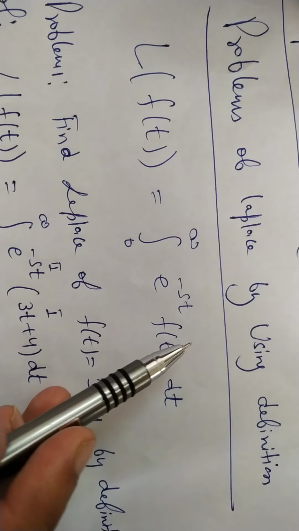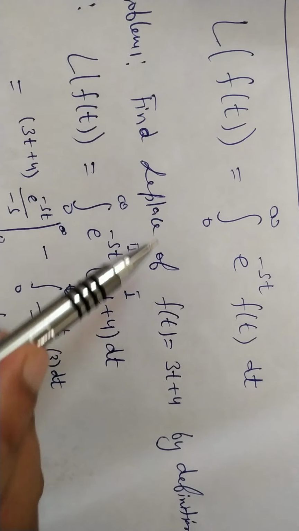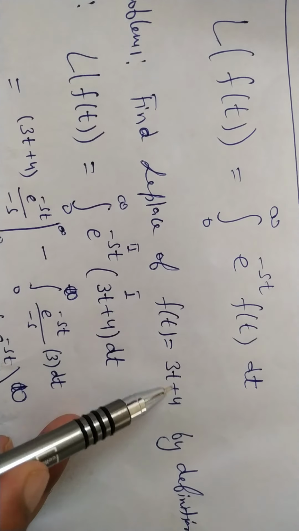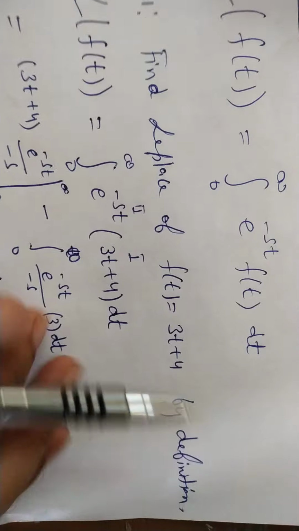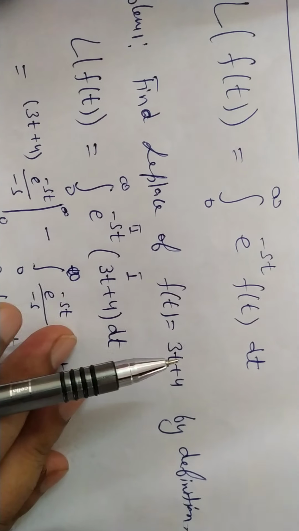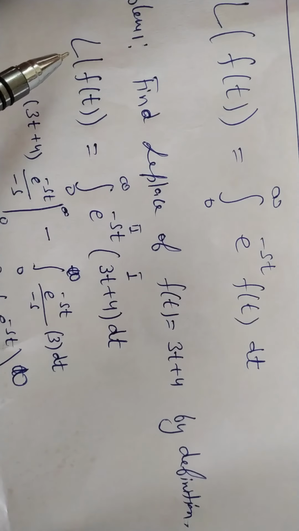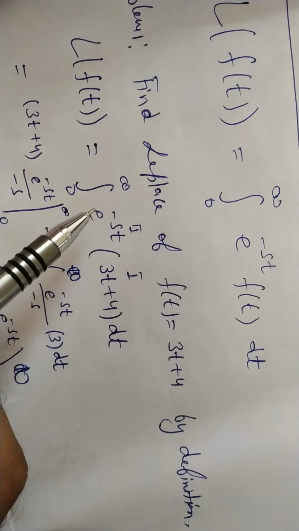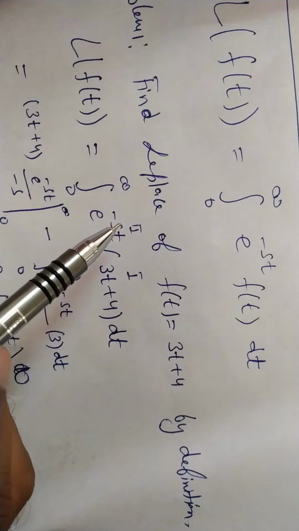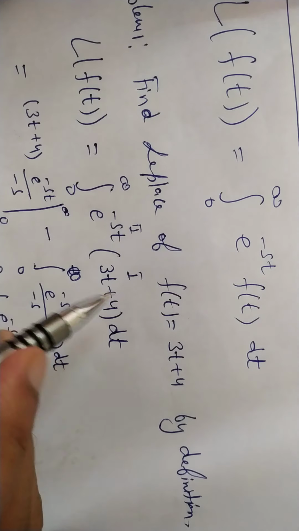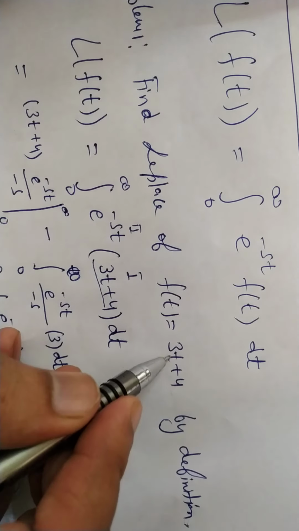Question number 1. Find the Laplace of the function f(t) = 3t + 4 by definition. By definition means we have to use this formula and find its Laplace. We know that the Laplace of f(t) is given by the integral from 0 to infinity of e raised to power minus st f(t) dt. What is f(t) here? f(t) is 3t + 4.